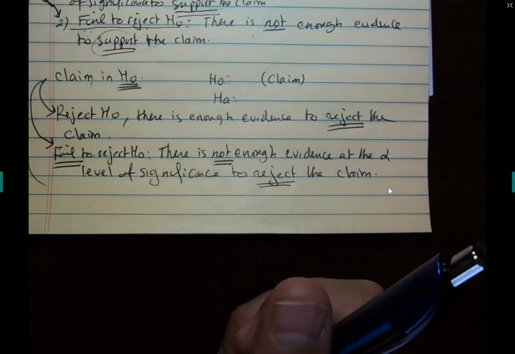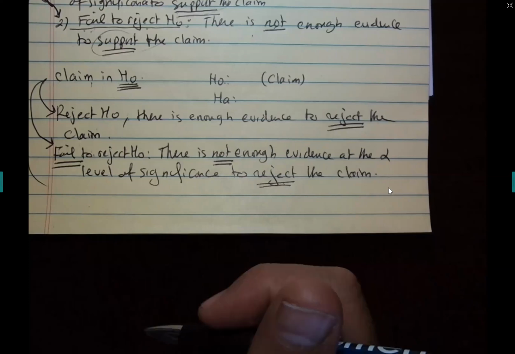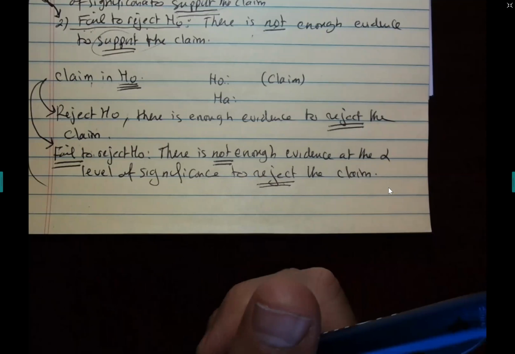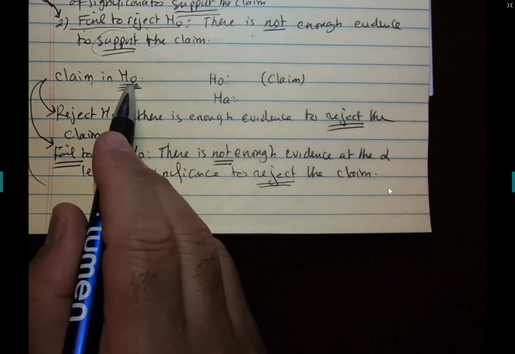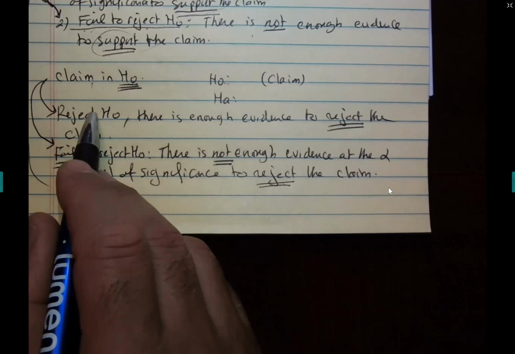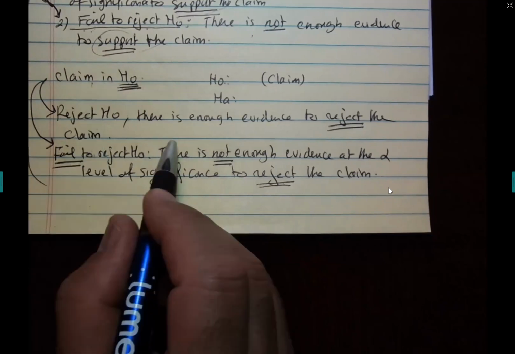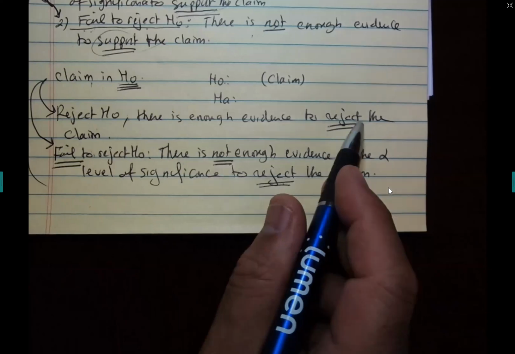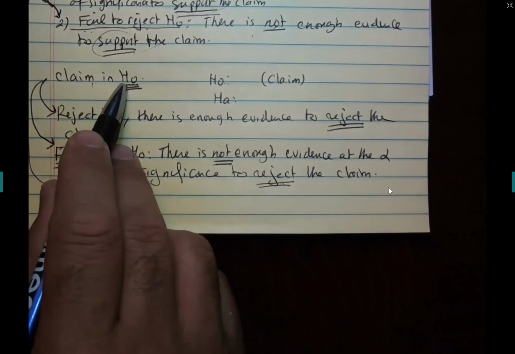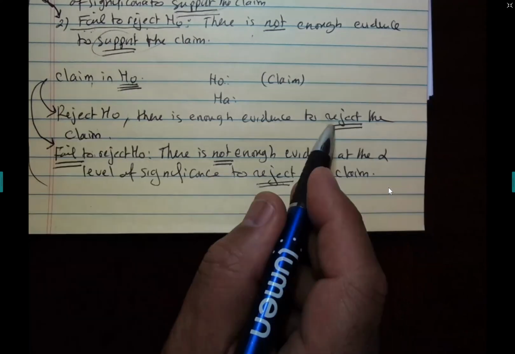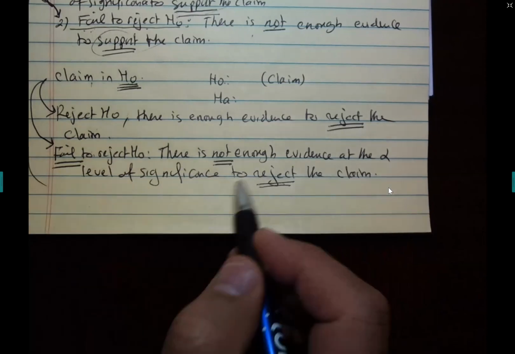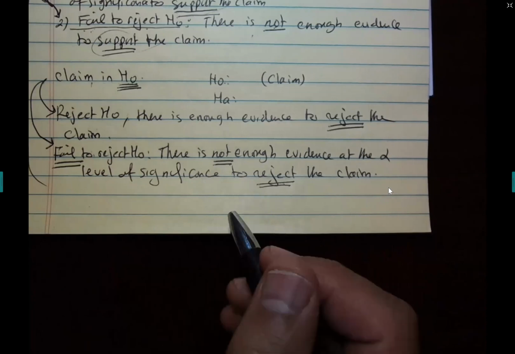If the problem says test that the proportion equals 15%, that means the claim is in H0 because equal means H0. So if the claim is in H0 and you reject H0, you reject the claim because the claim happened to be H0 itself. So you're right. There is enough evidence at the alpha level of significance to reject. You notice, guys, that when the claim is in the null hypothesis, we use the word reject. We don't use the word support. If you fail to reject the null hypothesis, then you're right. There is not enough evidence to reject the claim. These are the 4 scenarios.